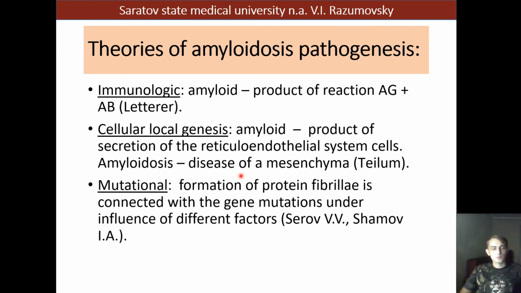Nowadays, we have some theories of development of amyloidosis. The first one is immunologic, in which amyloid is a product of reaction of immunoglobulins and some substances which are formed under some derangement in our organism. Cellular local genesis: amyloid is a product of the secretion of reticular endothelial system cells. So amyloidosis is a disease of mesenchyma. And mutation theory: formation of the protein fibrils is connected with gene mutation under the influence of different factors.